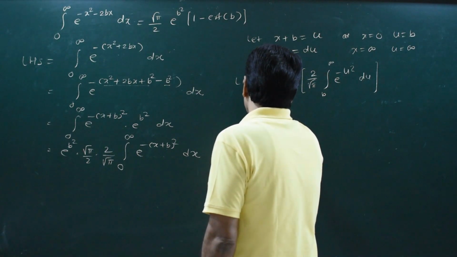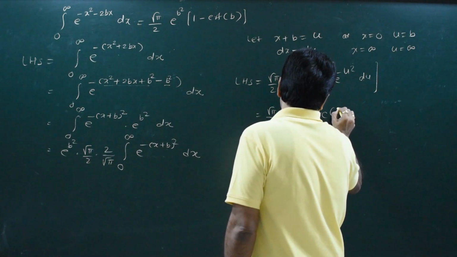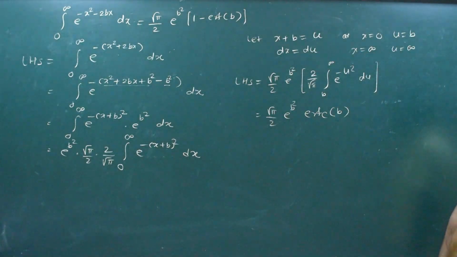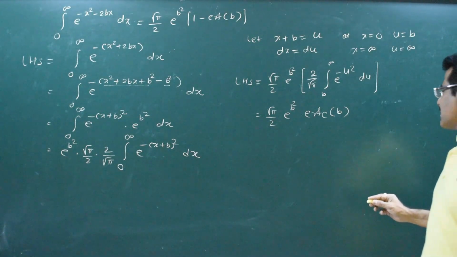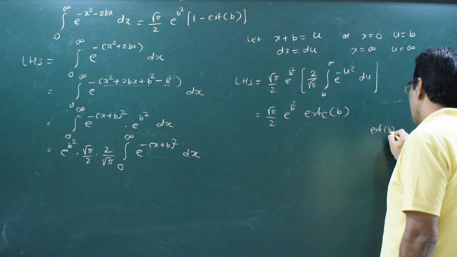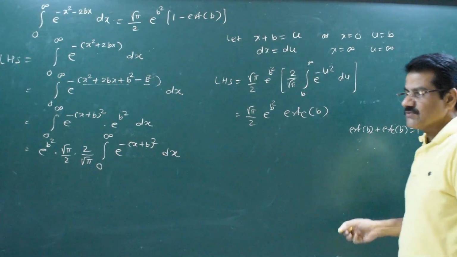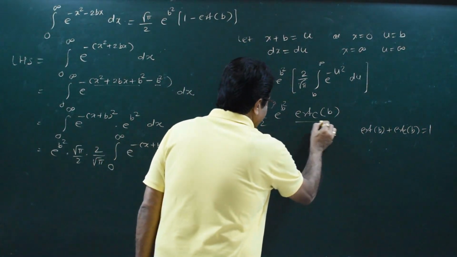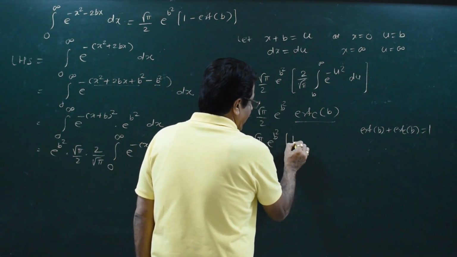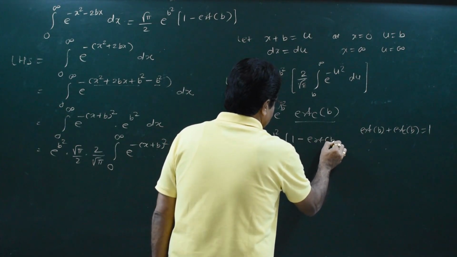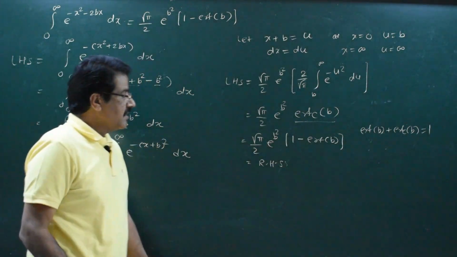So that is equal to root pi upon 2 e raised to b square multiplied by complementary error function of b. Since the lower limit is b, we have to write complementary error function of b, and then the standard formula, that is error function of b plus complementary error function of b is equal to 1. So this formula we have to use to replace this term as root pi upon 2 e raised to b square into bracket 1 minus error function of b. So that is nothing but RHS and the given expression is proved.